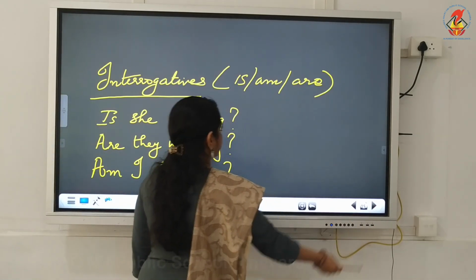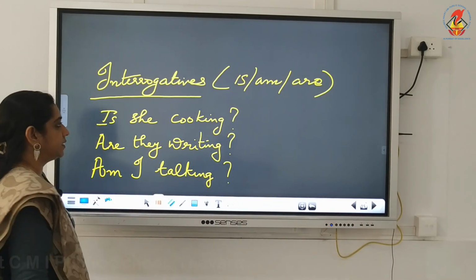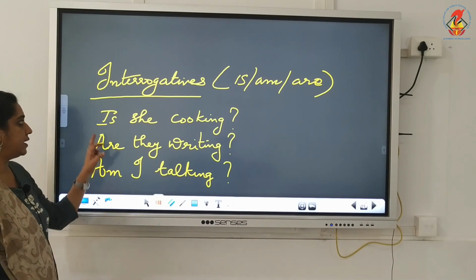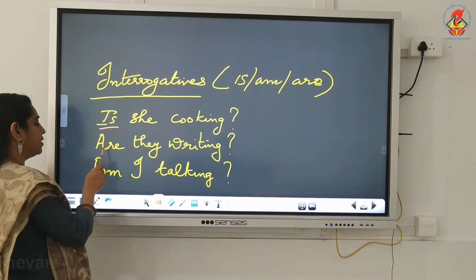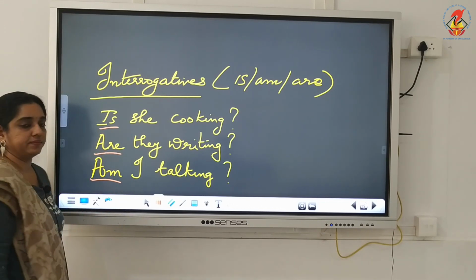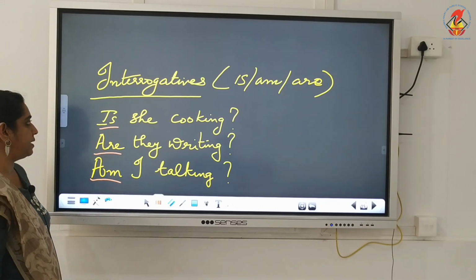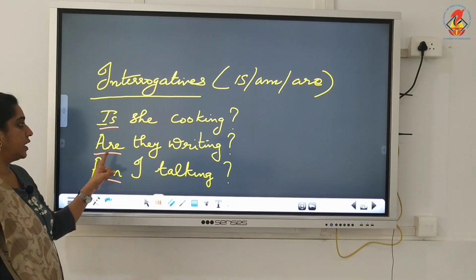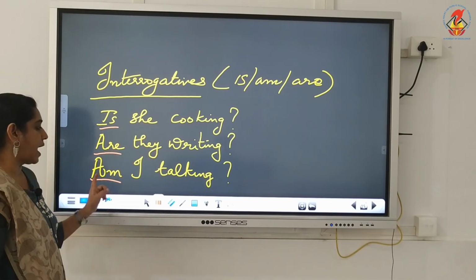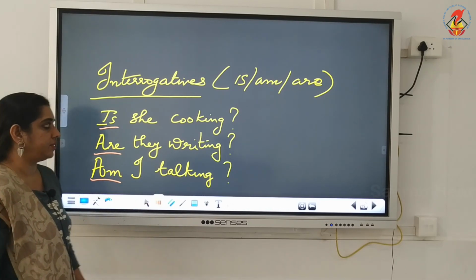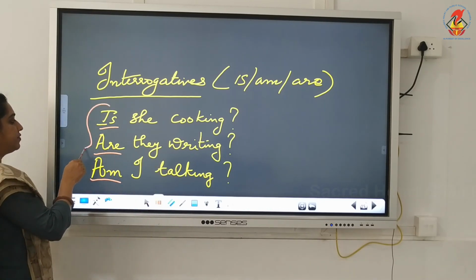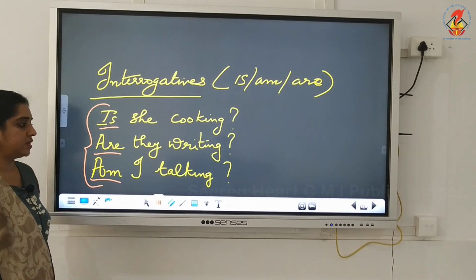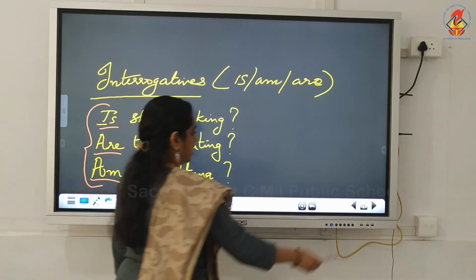Now, the next one, interrogatives in present continuous tense. How you can make interrogative? By adding these basic verbs in the beginning. Be forms at the beginning. Is she cooking? Are they writing? Am I talking? Like that you can make use of these verbs in the beginning in order to make interrogatives in present continuous tense.